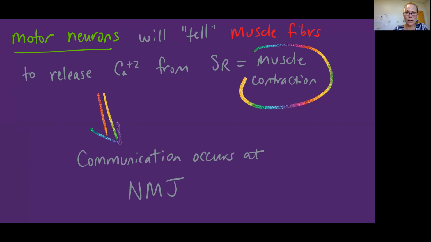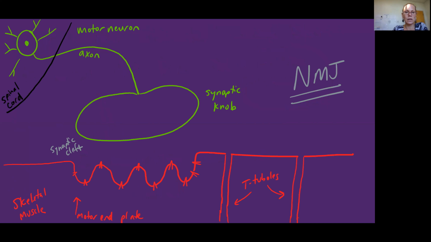All of this communication is happening at that structure called the NMJ, which of course stands for Neuromuscular Junction. Now NMJ stands for any neuron-muscle connection. So it could be skeletal muscle, which is of course our topic here, or smooth muscle or cardiac muscle. So you'll see it again in the future.